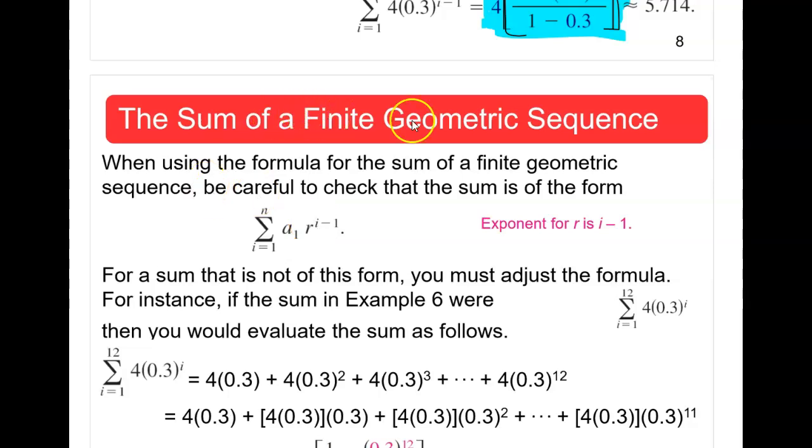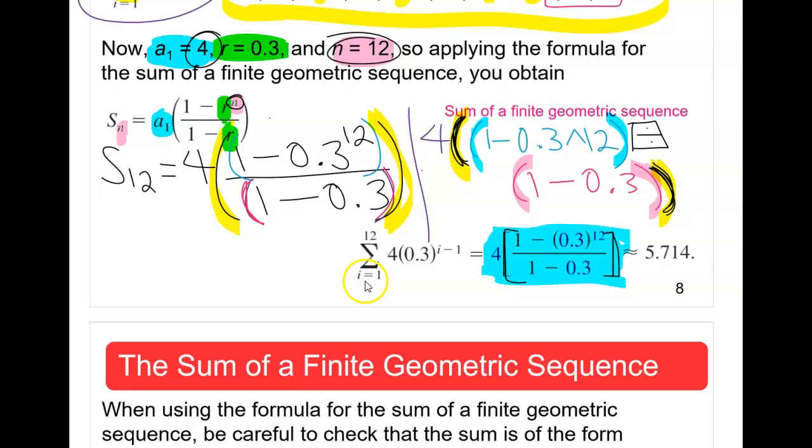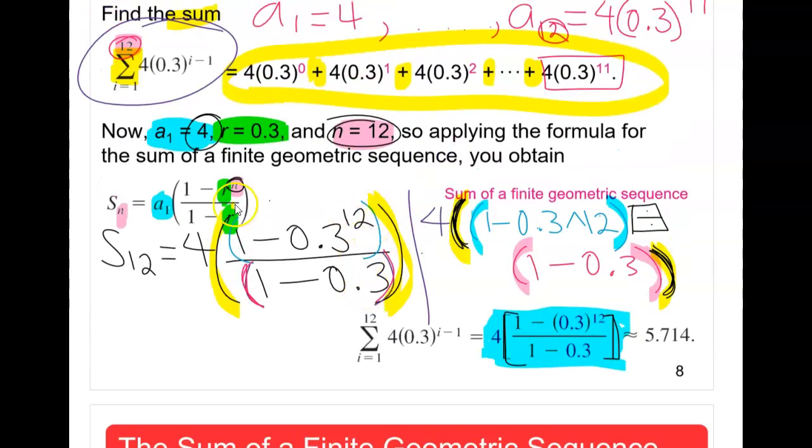So, the sum of a finite geometric sequence: when using the formula for the sum of a finite geometric sequence, be careful to check that the sum is of the form that we see here. So that formula to add geometric sequences, the one that we see here, cannot be used with all sequences. You have to first verify that the sequence is geometric. How do you verify? By checking the common ratios if you were to be given the sequence of numbers.